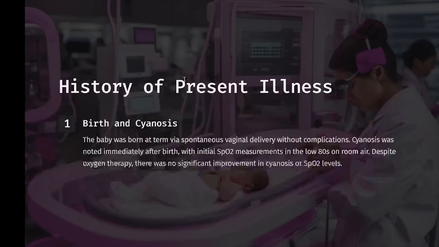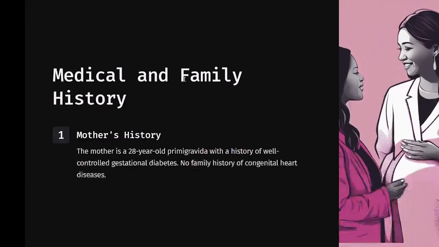The baby was born at term via spontaneous vaginal delivery without complications. Cyanosis was noted immediately after birth, with initial SpO2 measurements in the low 80s on room air. Despite oxygen therapy, there was no significant improvement in cyanosis or SpO2 levels. Medical and family history: the mother is a 28-year-old primigravida with a history of well-controlled gestational diabetes. No family history of congenital heart diseases.